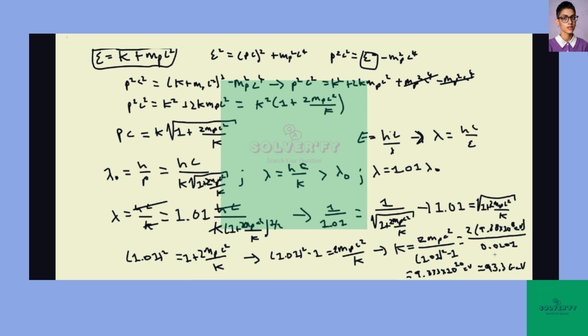It wants us to calculate the corresponding wavelength and the speed of the proton. So I'm going to create a new page here. So now its calculated wavelength is just going to be lambda is equal to hc over k, which is equal to 6.626 times 10 to the minus 34.